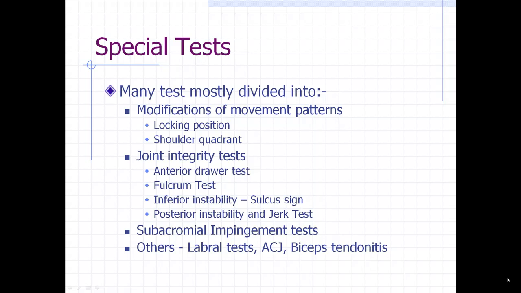There are then joint integrity tests assessing the stability of the glenohumeral joint. There are impingement tests of the subacromial space. And then there's the other tests, such as the labral test, the acromioclavicular joint, and bicipital tendinopathy.